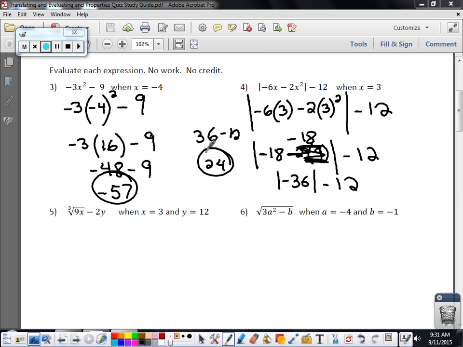Anybody get that in your calculator? Good job. Am I going too fast? Okay. So throw that in your calculator and ensure that you can get that. We want to make sure.